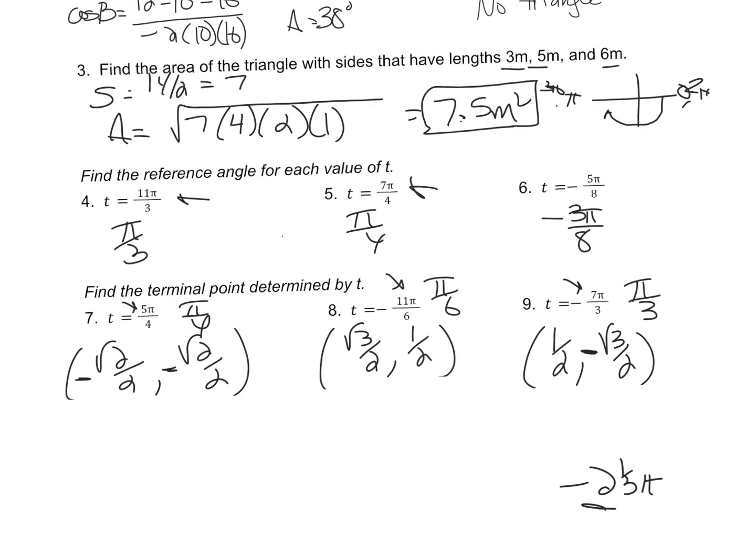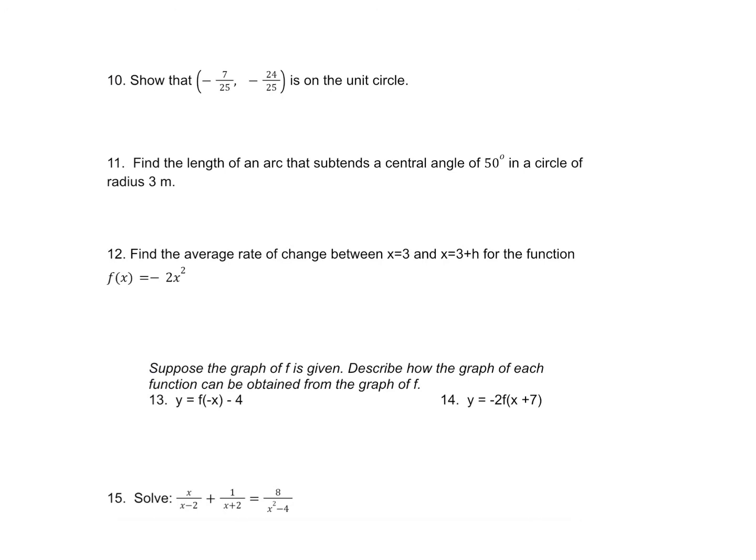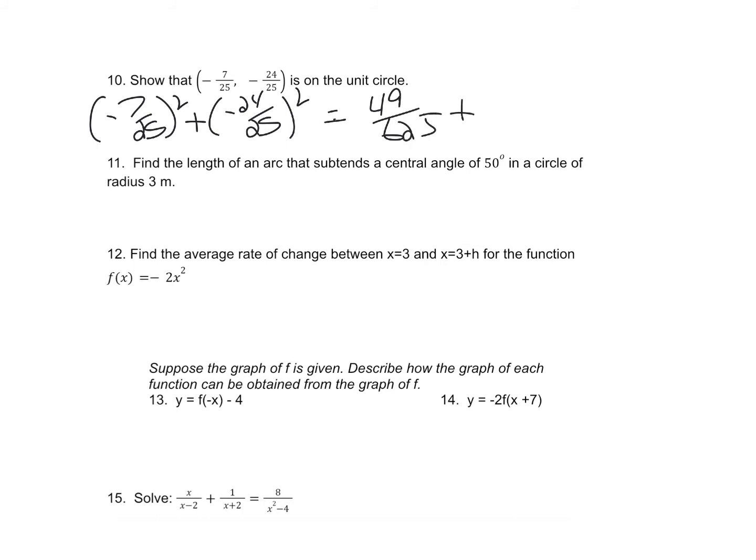It is. All right. Number 10, show that that is on the unit circle. Now you got to prove this to me, so I'm going to do negative 7/25 squared plus negative 24/25 squared. You got to prove that equals 1, because if those two, when you square them and add them together, equal 1, that means it's on the unit circle. If I square the first one, I get 49 over 625. If I square the second one, I get 576 over 625. And you won't believe this, but if you add those together, you get 625 over 625, which is 1, which means it is on the unit circle.